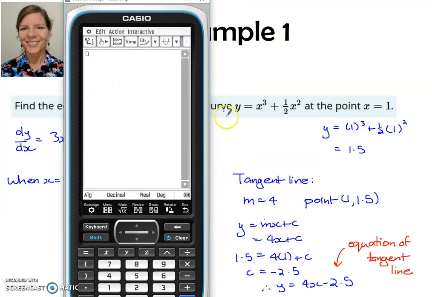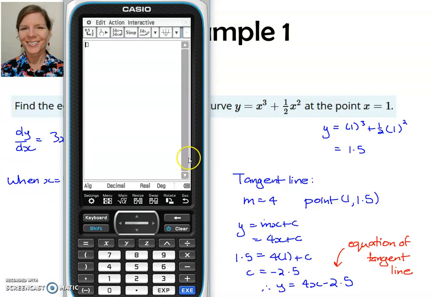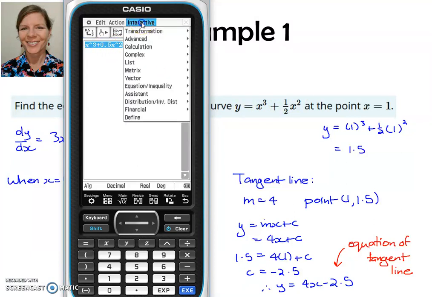Okay, so move it over to this side. Alright, so we're going to check what our value is. Now the first one, I'll show you how to do it using just the calculation menu. We just need x cubed plus half x squared. Don't put y in front of this, don't put y equals, because it doesn't like that. So just put it in as the right hand side of the equation.